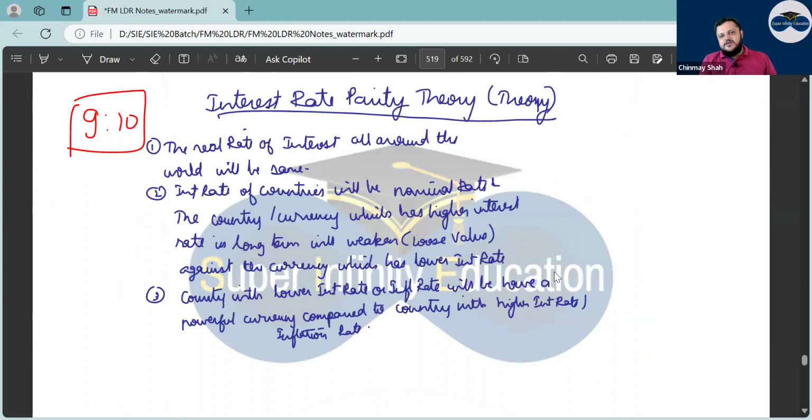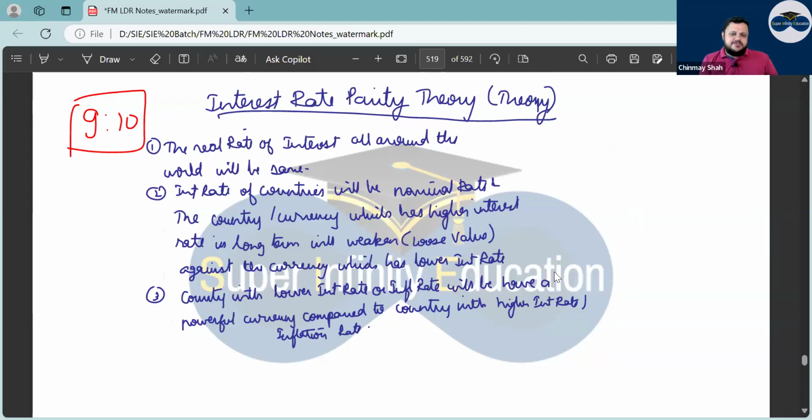Interest rate parity is what? The real rate of interest all around the world will be the same. Interest rate of countries will be nominal rate, and the country or currency which has higher interest rate in long term will weaken, correct, or lose value, right? What happens here generally? The country which has higher interest rate will lose value.